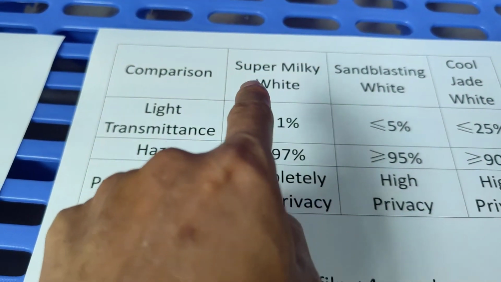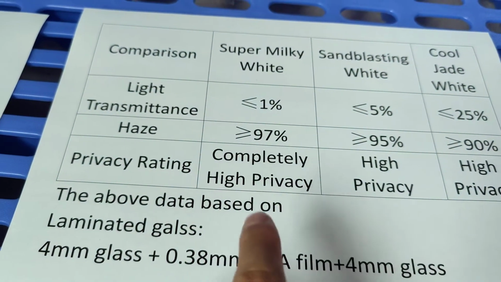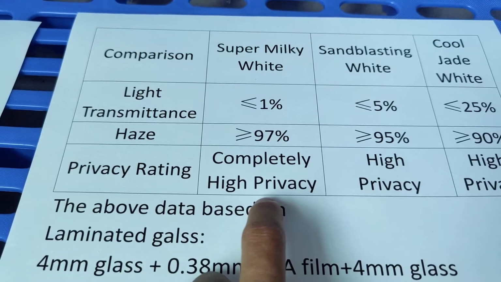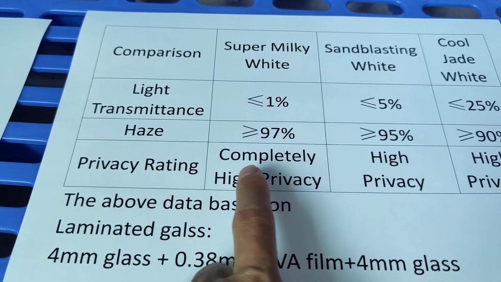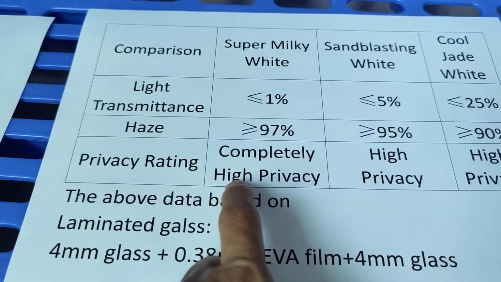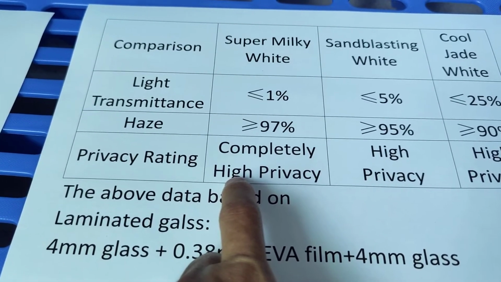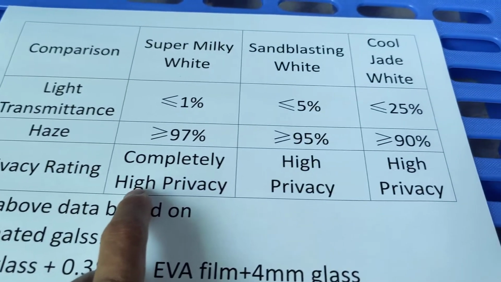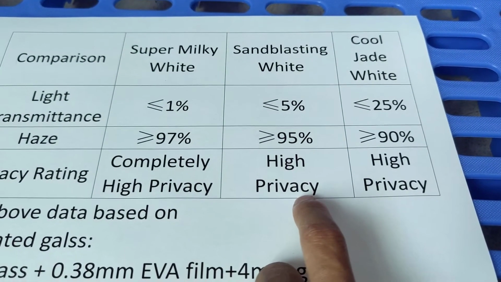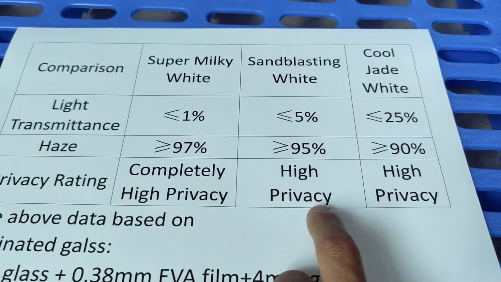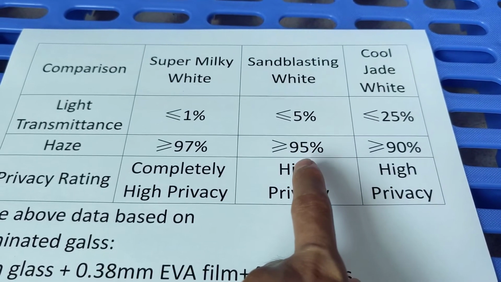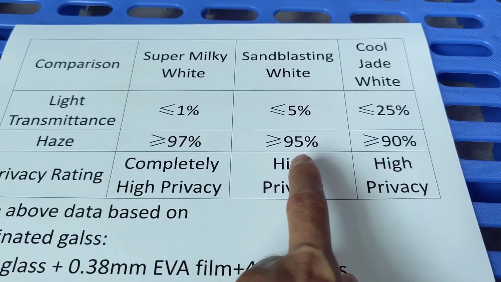Super Milky EVAFORCE is completely high privacy. Light transmittance less than 1%, light blocking more than 97%. And Sand Blasting EVAFORCE is high privacy. Light transmittance less than 5%, light blocking more than 95%.